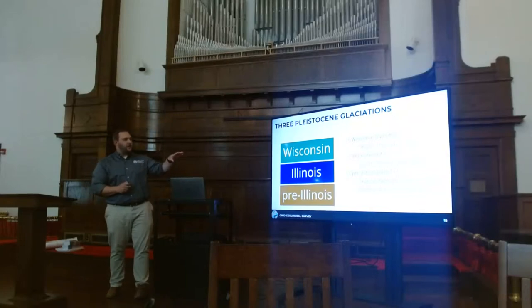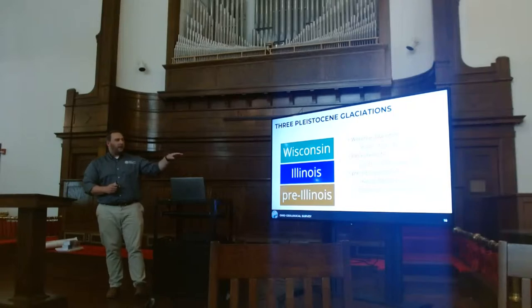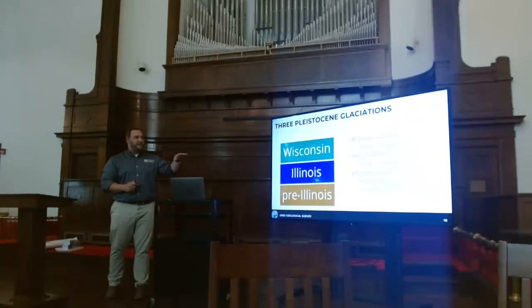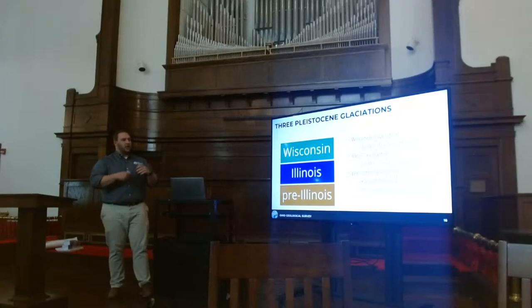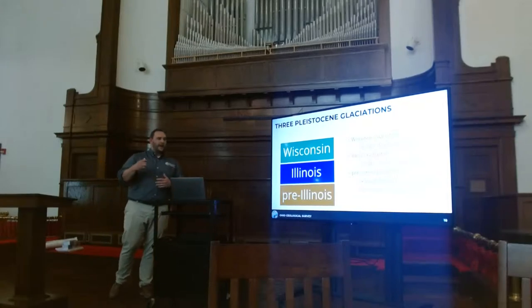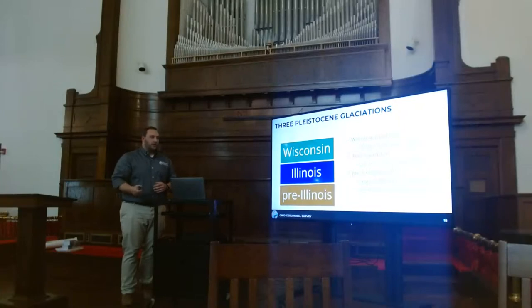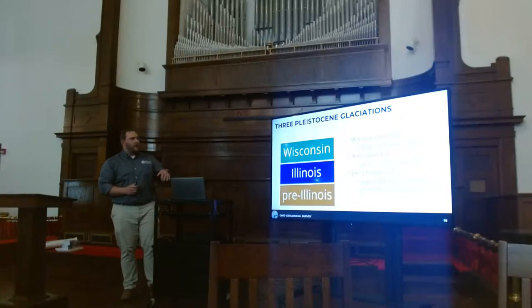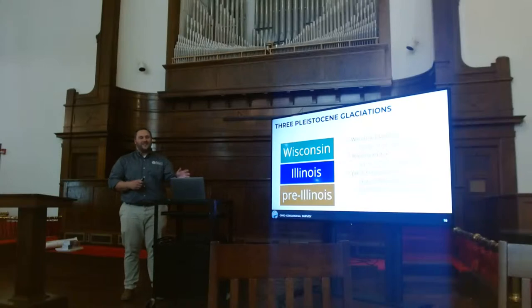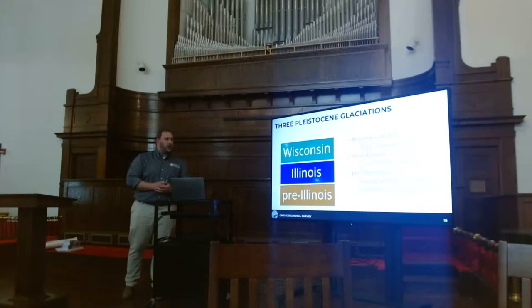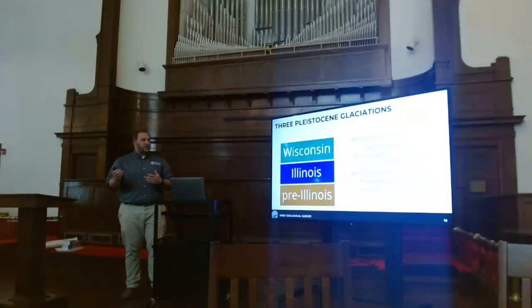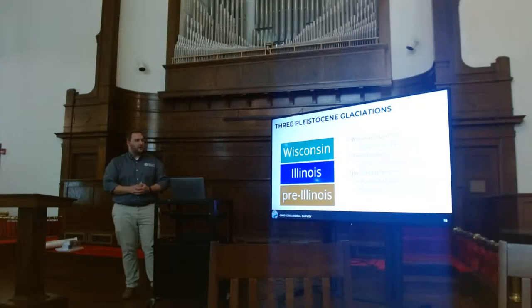The last glaciation was the Wisconsin glaciation. This occurred from about 35,000 years ago to about 10,000 years ago. Before that, what we call the penultimate glaciation is the Illinois glaciation. This occurred from about 200,000 years ago to about 130,000 years ago. And then lastly, we have the pre-Illinois glaciations. If you read older texts, you might see references to what we call a Kansan or Nebraskan glaciation. There's even an Iowan glaciation if you go further out west. These glaciations were older than 780,000 years ago.